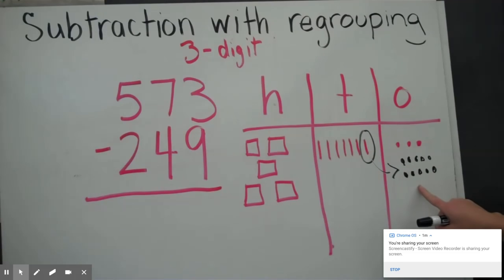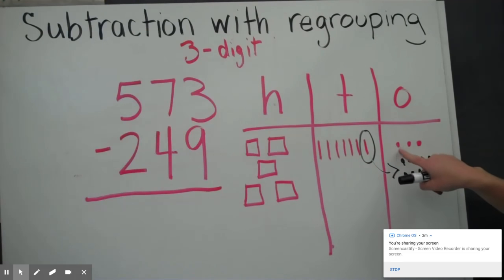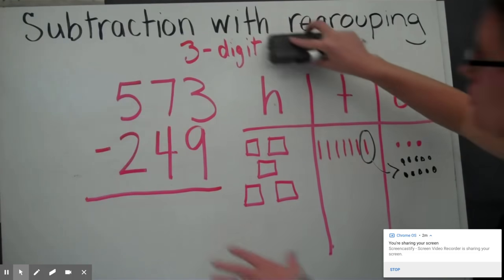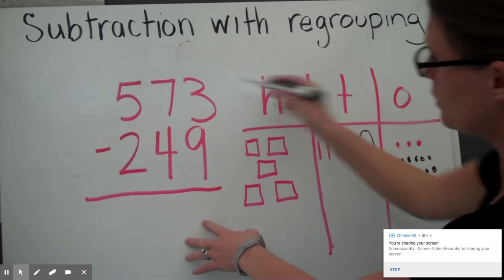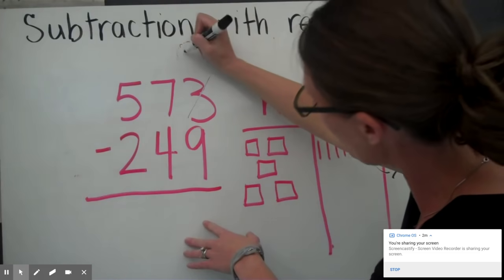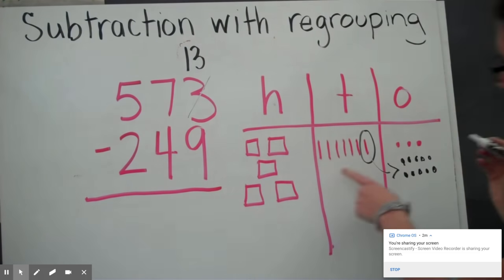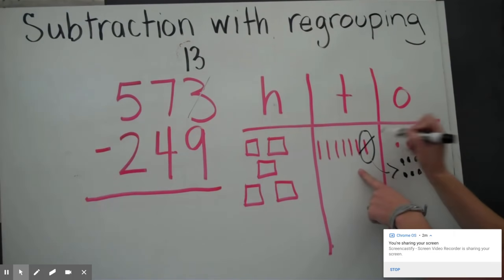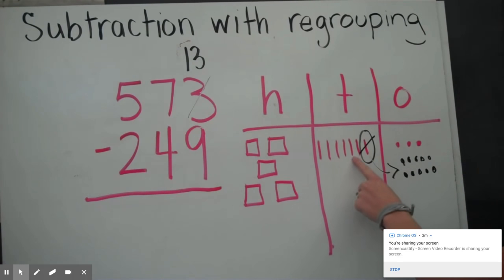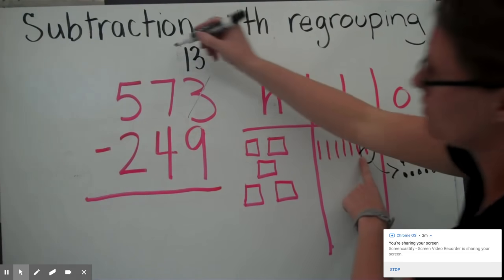Now you do not have to draw a picture on the side. You can very simply cross out the 3, make it a 13, and then see how many tens I have left. How many tens do I have left? If I took 1 ten away and regrouped it, I no longer have 7, now I have 6.